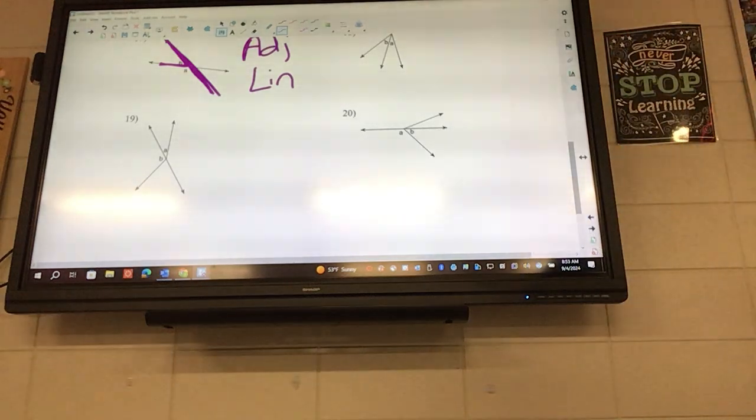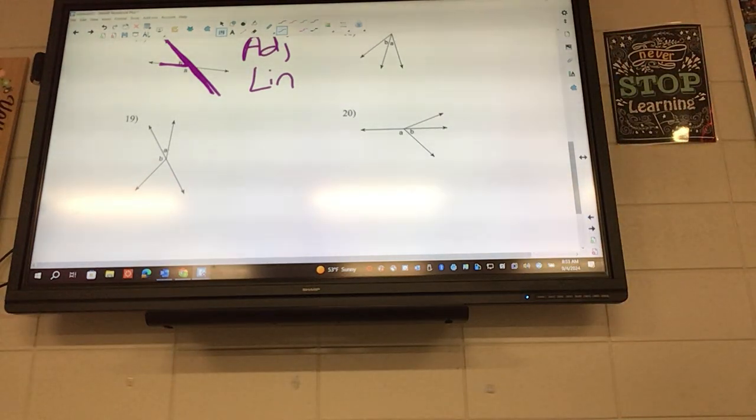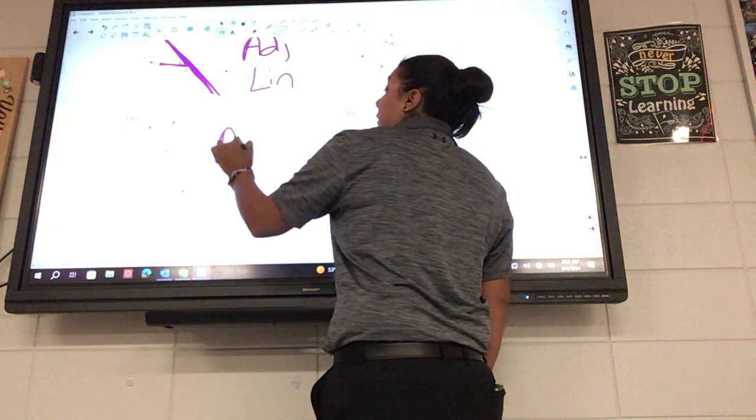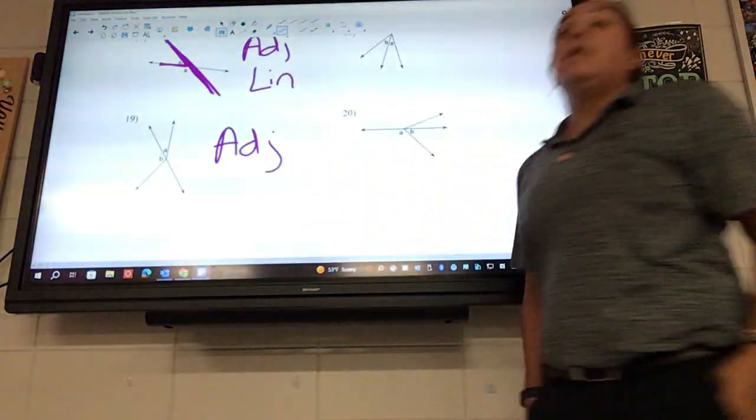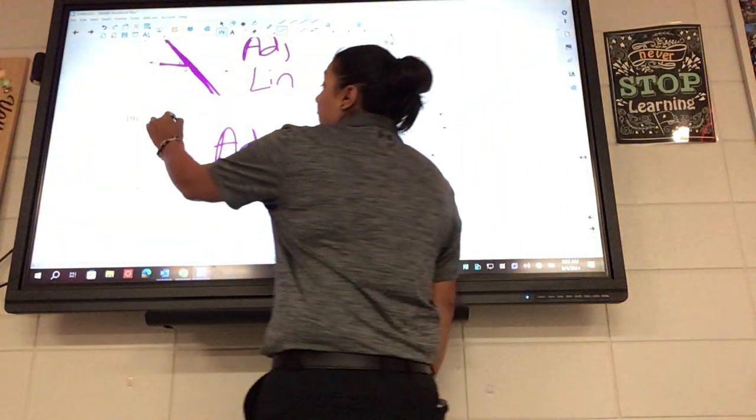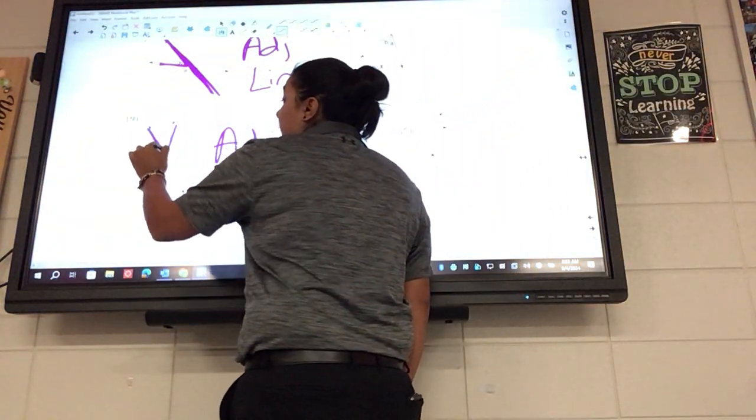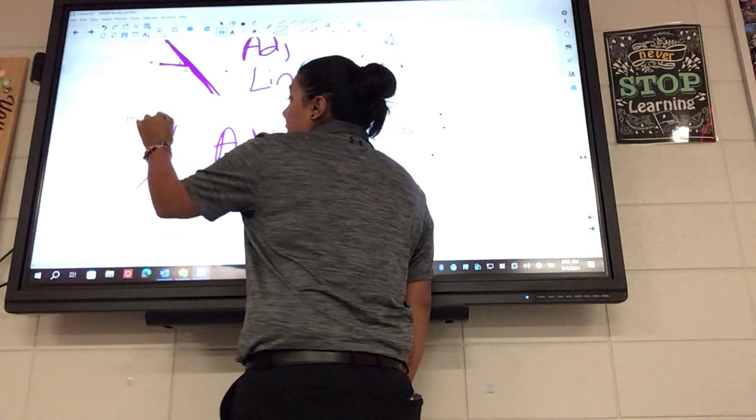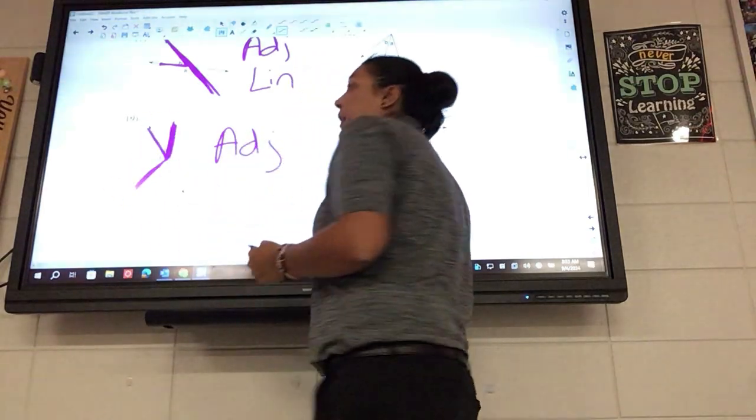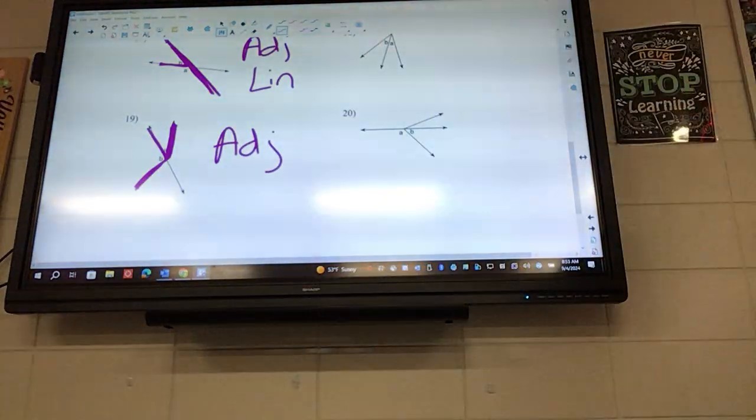19, are A and B right next to each other? Yeah, so then it is for sure adjacent. Is it a linear pair? Does A plus B make a straight line? No, it does not. Okay, so here is A. Here is B. This is not straight, it's like crooked. Okay, so it's not going to be a linear pair, it's just adjacent.